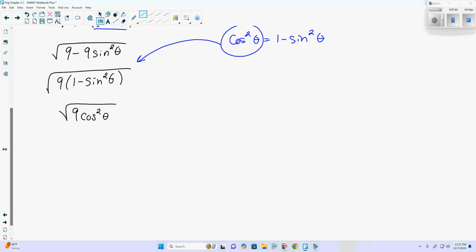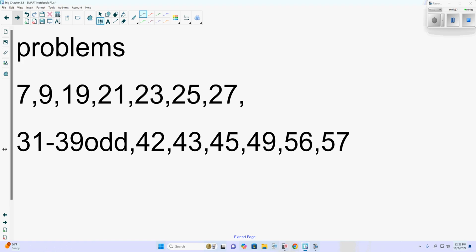And the reason we use cosine squared of theta equals 1 minus sine squared is that the formula had 1 minus sine squared. So that's the one I want to use. Square root of 9. Square root of cosine squared. Questions on this here? We're ready for the next part. That's it.